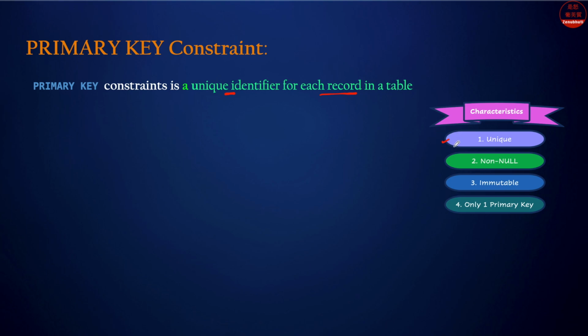So the very first one is unique. You cannot have duplicate values in that column. All the values should be non-null. And the third condition is that it's immutable. Once the primary key is created, it cannot be changed. And one table can have only one primary key.